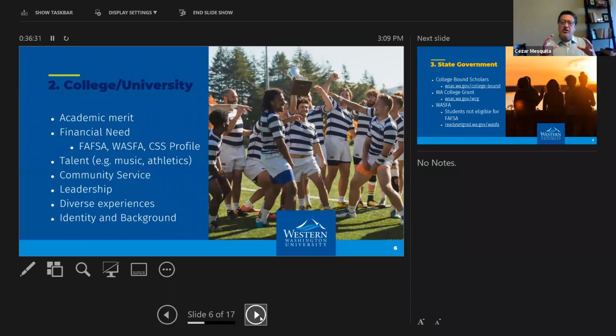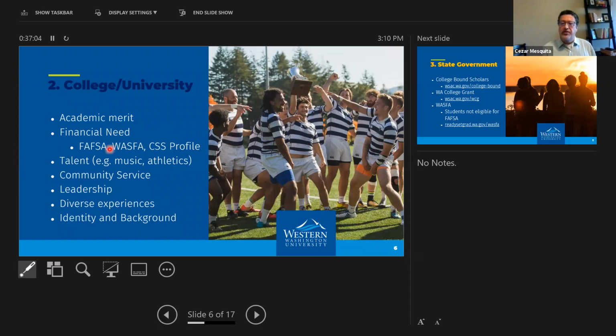In blue here, you can see the college or university. A significant number of your resource dollars are going to come in the form of the college or university. Oftentimes, we associate these with merit scholarships, GPA-based, traditionally speaking, but not always. College universities also will make use of the FAFSA, WASFA, or the CSS Profile in order to award any need-based grants that the university has access to. So Western does not use the CSS Profile. I still put this one on here so that you can have an idea that college universities do make use of some of these applications.